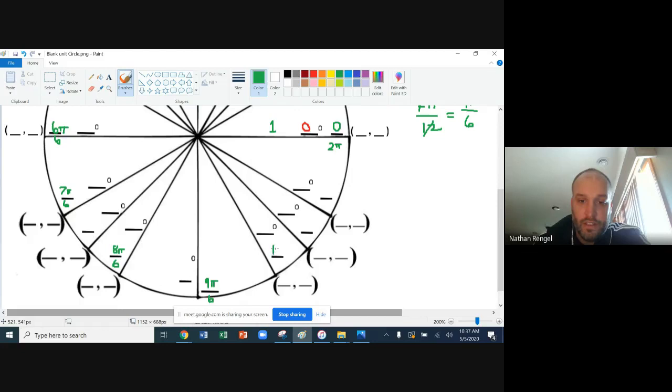10 pi over 6. And 11 pi over 6. Which leaves us at our last spot, 12 pi over 6. That's going to be my pi there. 12 pi over 6, which you should know that when you take 12 divided by 6, that's going to equal 2. So there's your full circle, 2 pi radians.